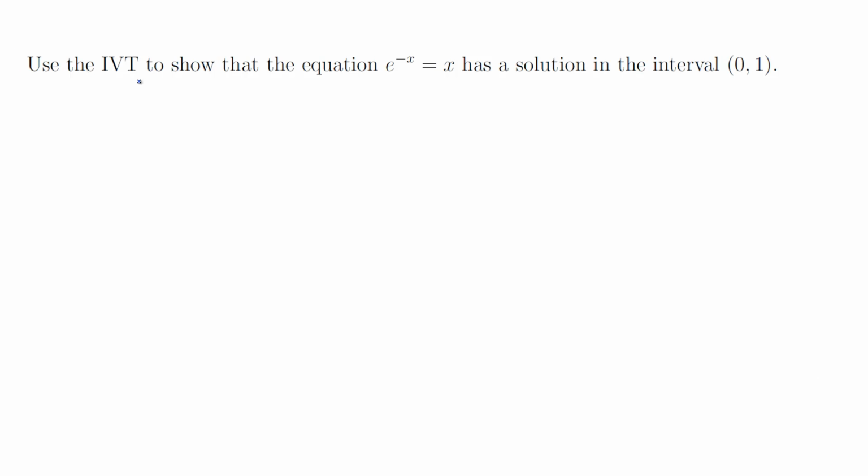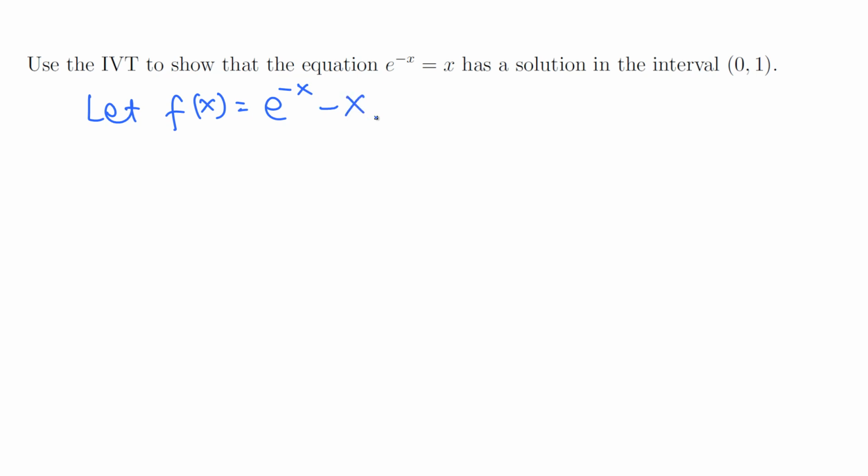Use the intermediate value theorem to show that the equation has a solution in the interval 0, 1. So we have an equation for the intermediate value theorem. We need a function, so let's subtract x from both sides, and the left hand side will be just e raised to negative x minus x, and that's the function.